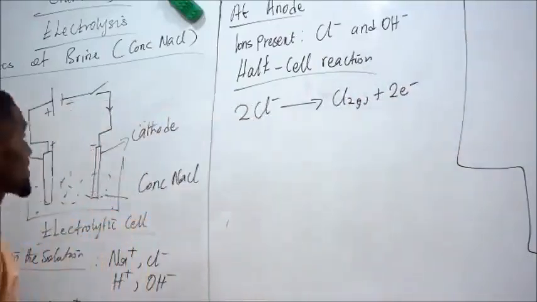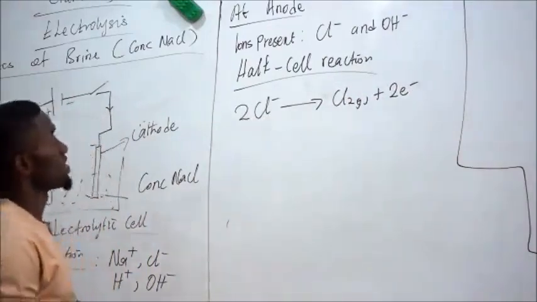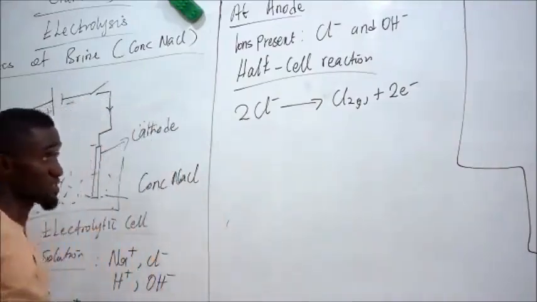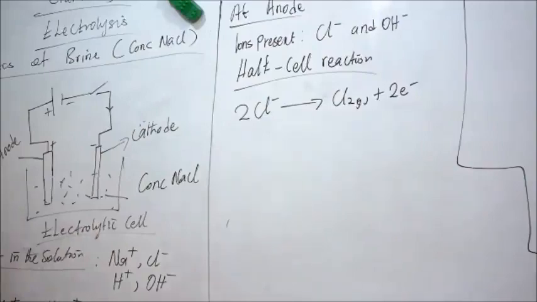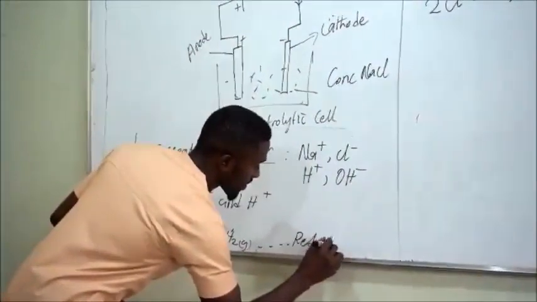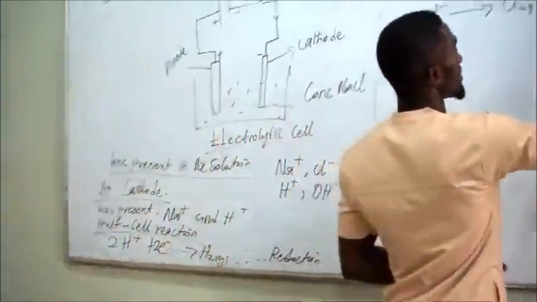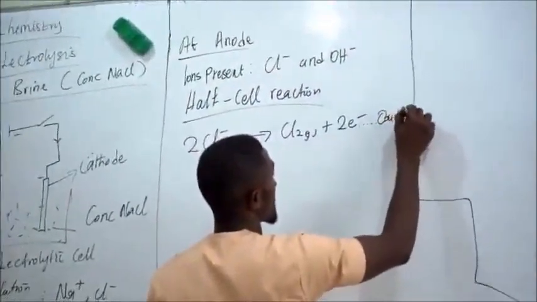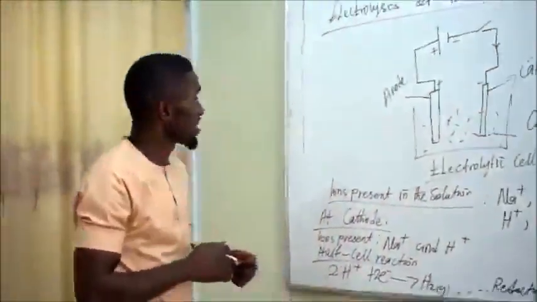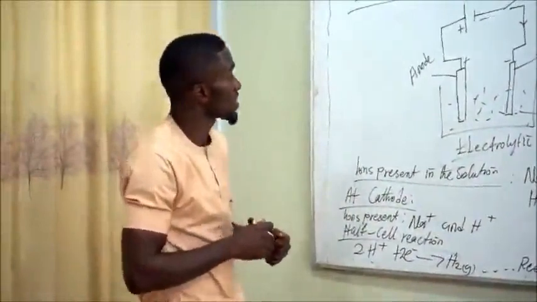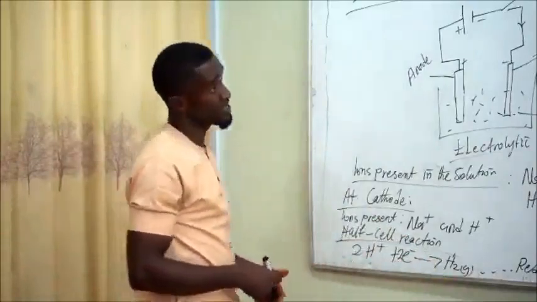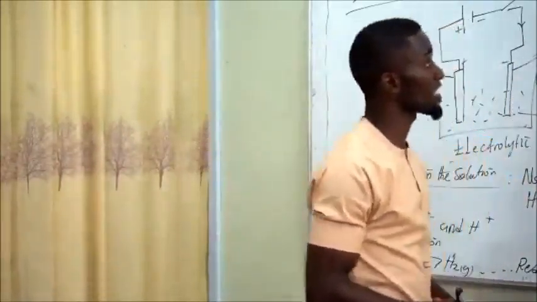Okay, so the half cell reaction becomes the chloride ion losing an electron to be deposited as chlorine gas. And recall, this one is reduction, and this one is oxidation. Okay, so in the electrolysis of brine, which is called sodium chloride, at the cathode, hydrogen gas is deposited. Then at the anode, chlorine gas is deposited.